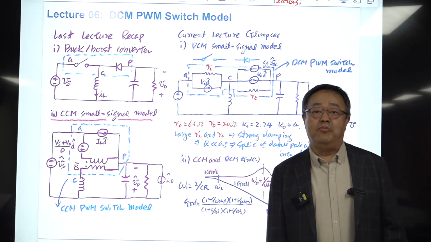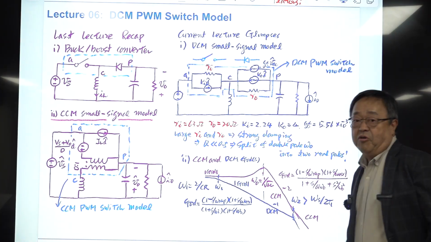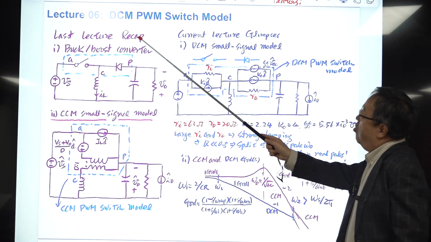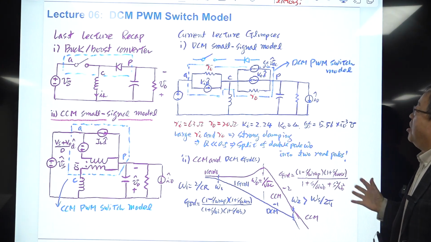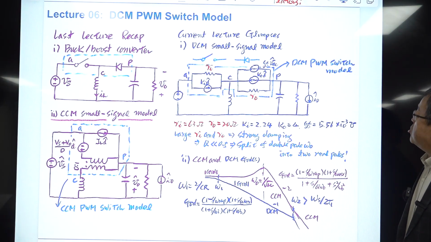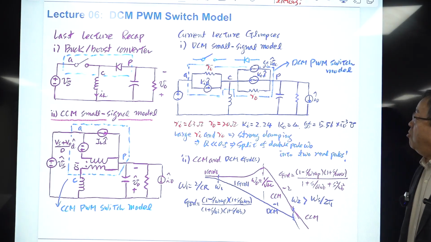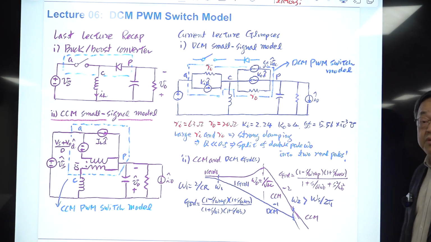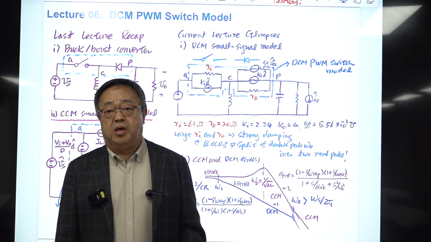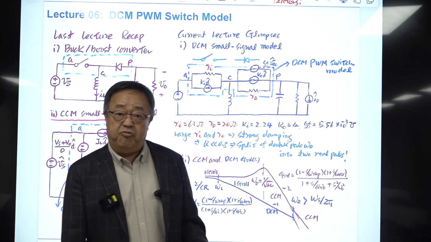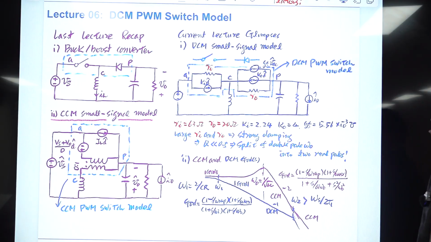We are somewhere in the middle of this lecture series, lecture number 6, about converter modeling. The subject of this lecture is the DCM PWM switch model and its application and implication. In the previous lecture, we evaluated the small signal characteristic of the PWM switch, and we derived the PWM switch model, which is used to derive the small signal model of the converter power stage, and with that we can formulate the small signal model of the entire power stage.